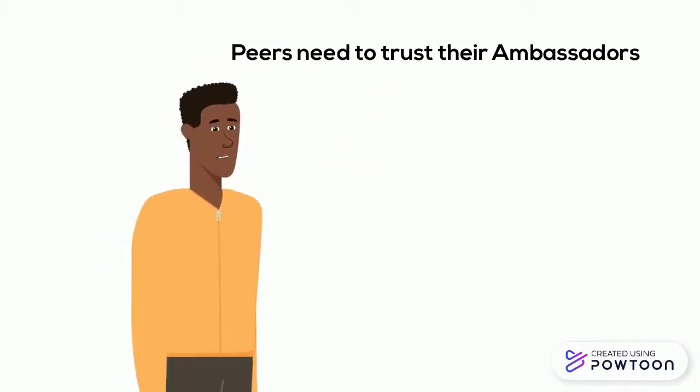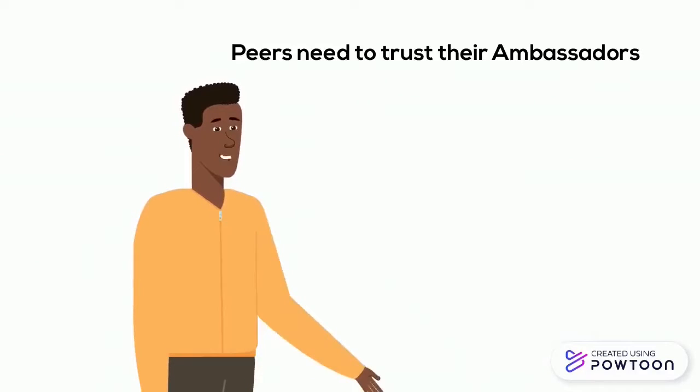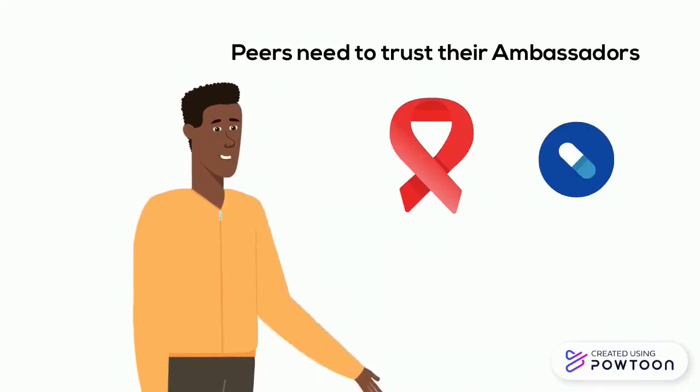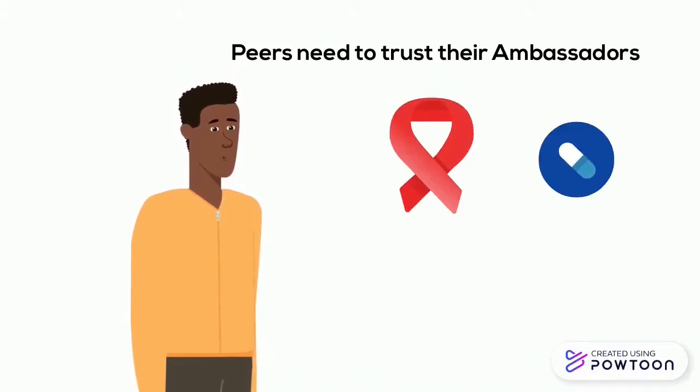Ambassadors cannot do their jobs unless they have the trust of their peers. If an ambassador's peers cannot trust that their confidentiality will be protected, they are unlikely to discuss personal issues including HIV prevention and oral PrEP. Protecting the confidentiality of peers is therefore one of the most important aspects of their roles as ambassadors.